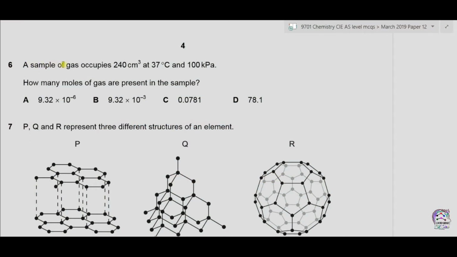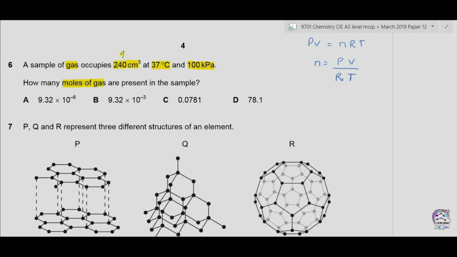Question number 6. A sample of gas occupies 240 centimeter cube at 37 degrees centigrade and 100 kilopascals. How many moles of gas are present in the sample? For solving this question, we are going to use the ideal gas equation, PV is equal to nRT. Or we can find the number of moles, n, which will be equal to pressure times volume divided by ideal gas constant times temperature in Kelvin.